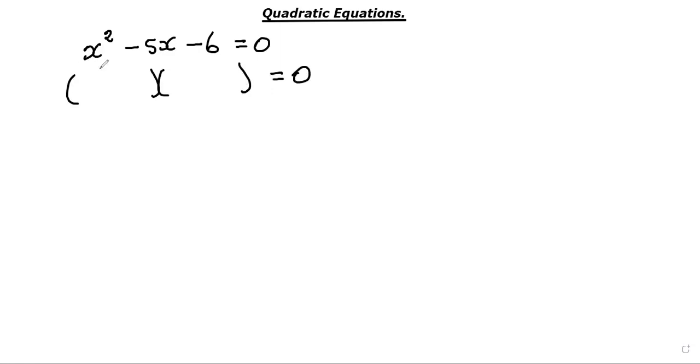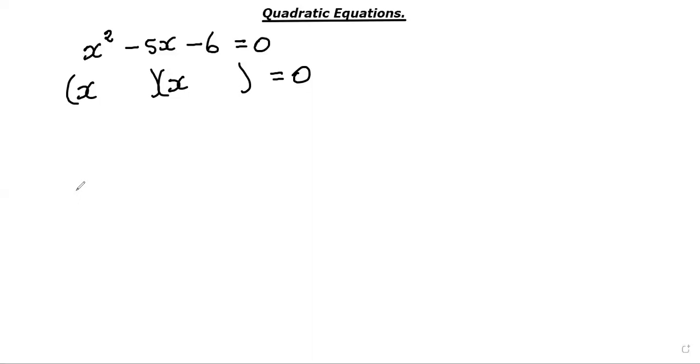Then we say, what are factors of x squared? In other words, what are two numbers such that if we multiply together, we get x squared? That will be x and x. Then we say, what are factors of the last term such that if we add or subtract, we get the coefficient of the middle term? So for that, we have to write down all the possible combinations.